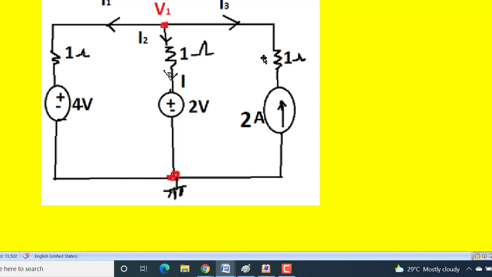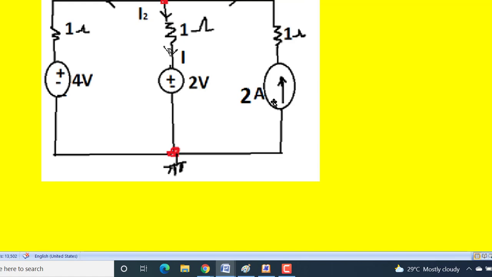But if you observe here, I1, I2, I3 are the assumed current directions. If you look at this, the I3 direction is opposite, because the I3 value is 2 amperes in magnitude. The current source is flowing against the assumed current direction of I3, so I3 will get a negative sign when we solve this problem.